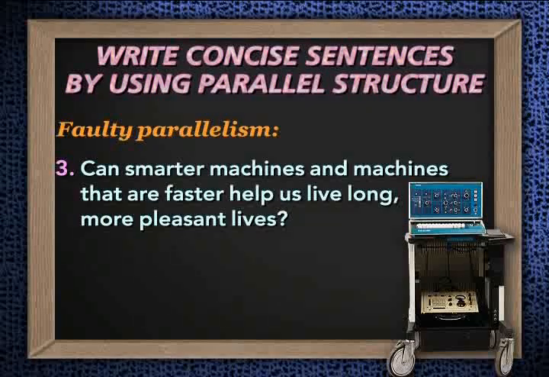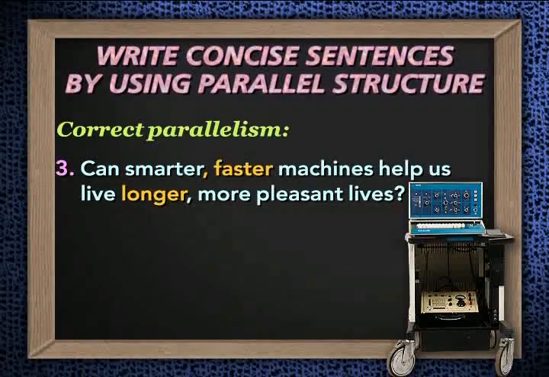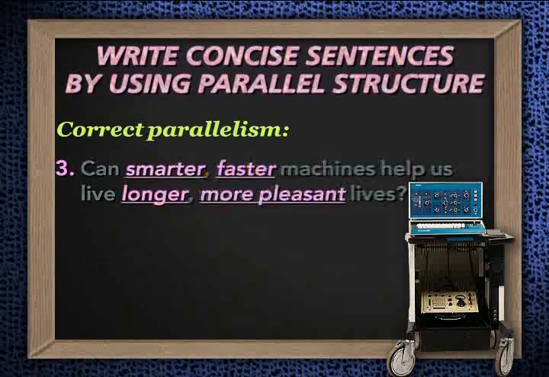Going to my third example, can smarter machines and machines that are faster help us live long, more pleasant lives? And here's how I'd fix it to make it parallel. Can smarter, faster machines help us live longer, more pleasant lives? So now, smarter, faster, longer, more pleasant, all parallel.